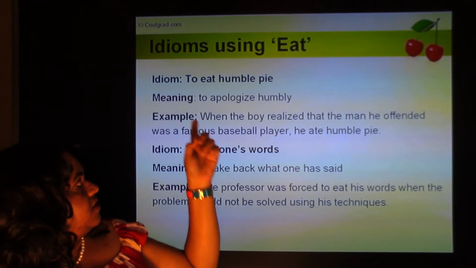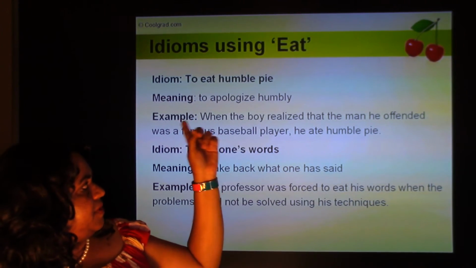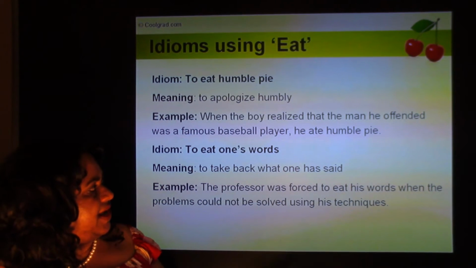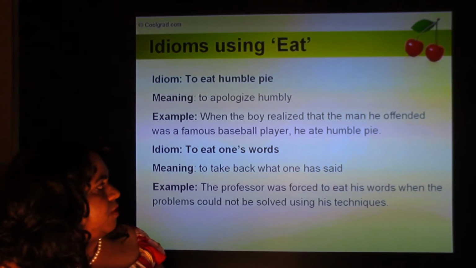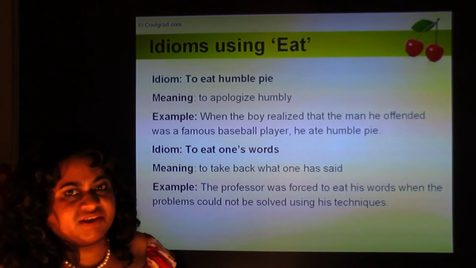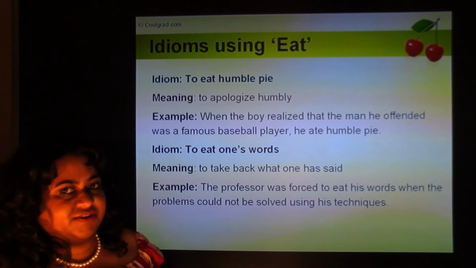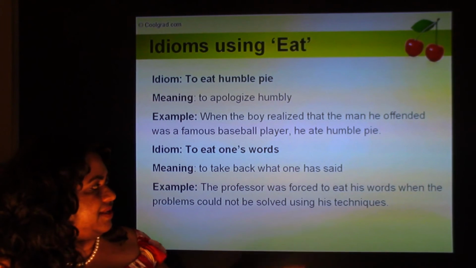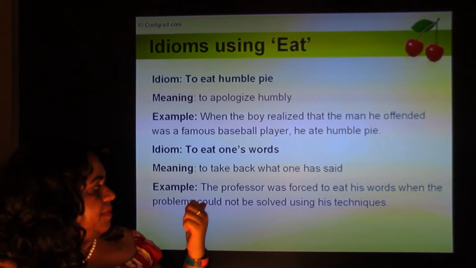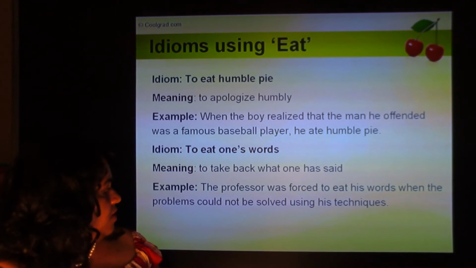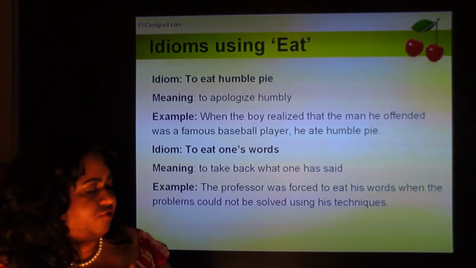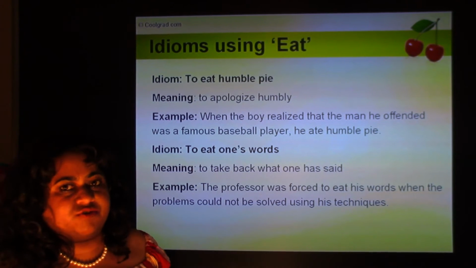Idioms using eat. To eat humble pie means to apologize humbly. Example, when the boy realized that the man he offended was a famous baseball player, he ate humble pie. Means he apologized humbly. To eat one's words means to take back what one has said. Eat your words means take it back. Example, the professor was forced to eat his words when the problems could not be solved using his techniques. So he had to take back what he said and use some other technique.